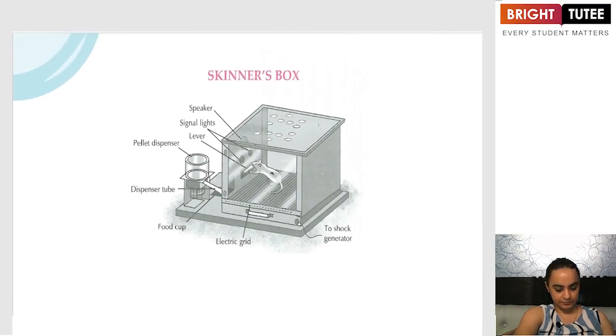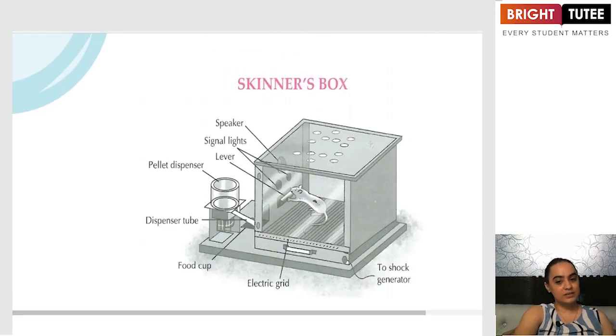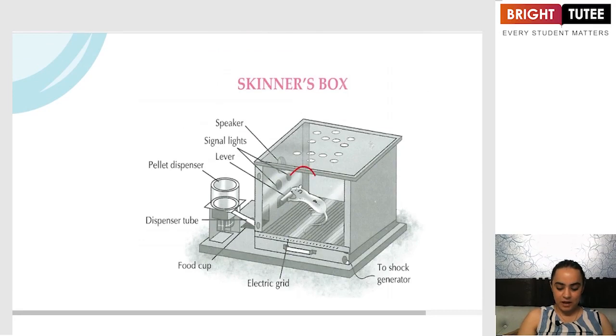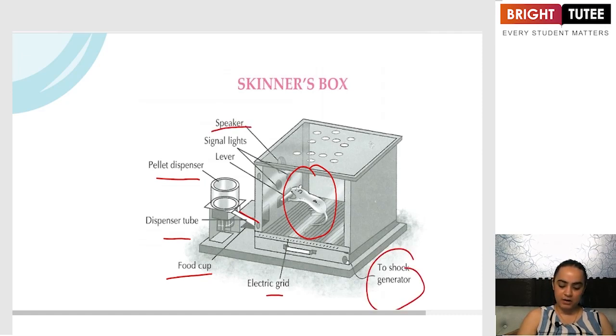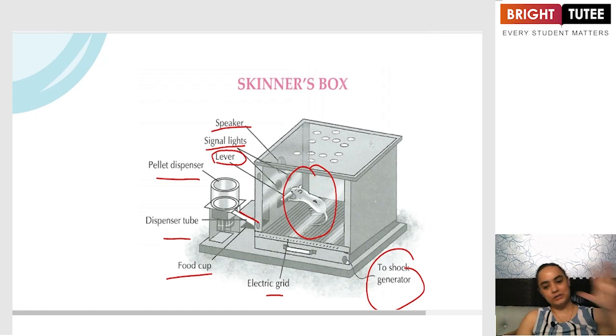Yes, so this was the Skinner's box. As you can see, there is now a rat in this box. There is a food cup placed in front of it, and the pellet dispenser through which the food is going to be dropped and will go to the cup. Then there is an electric grid, a shock generator, a speaker, signal lights, and the lever, clicking which the food is going to be dispensed. So this was the entire structure of the Skinner's box.